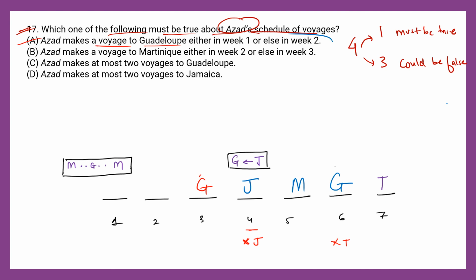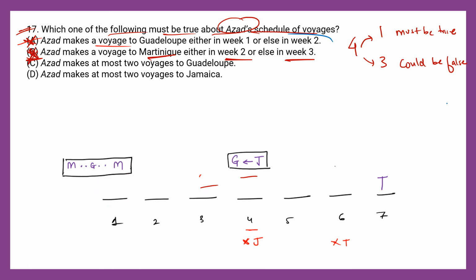Now, A is not the answer. Look at B. It says you put M in either week 2 or week 3. So let me try to put the M in week 1. In fact, we just did that. I just showed you that you can have the M here. Put a J here, a G here, an M here, a G here, and then you can put a T in here. This works absolutely okay, so B is not the answer.